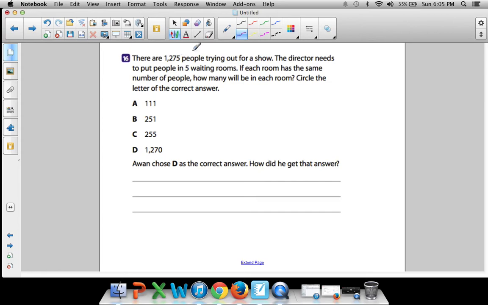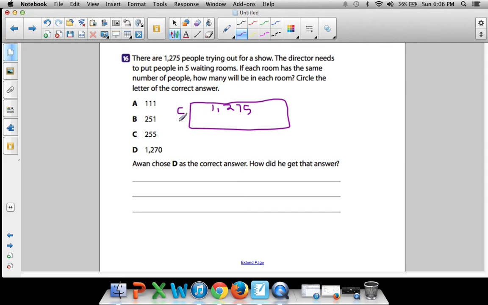There are 1,275 people trying out for a show. The director needs to put people in 5 waiting rooms. If each room has the same number of people, and so on. Okay, here we go. Let's do our division area model again. I didn't mean to make it that big. The computer lagged out on me. We'll put 1,275 in the box and 5 outside of the box.